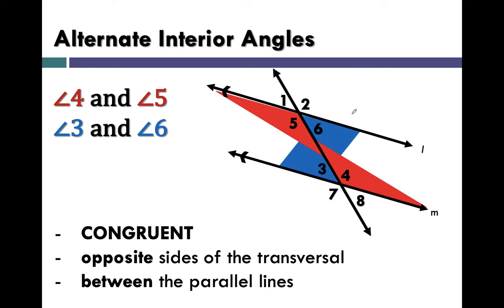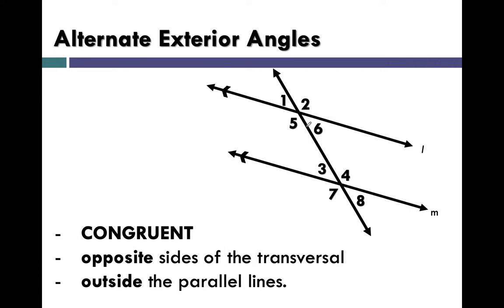So notice they are between the 2 parallel lines, and they are on opposite sides of the transversal. They also sort of crisscross diagonally from one another because they have to be the same measurements. So 6 and 3 and 5 and 4.